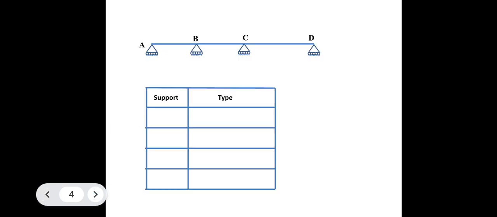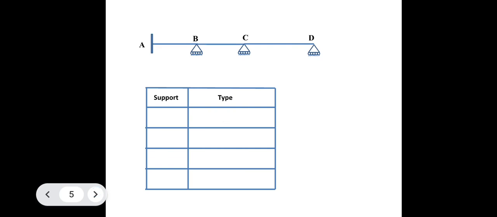Let us try to understand the types of the end or types of the support. Now if we see support A, it is at the end, which is called a simple support. B is a middle support which comes under the category of continuous support. C is also a middle support which comes under the category of continuous support. At the end, a roller support which comes under the category of simple support.